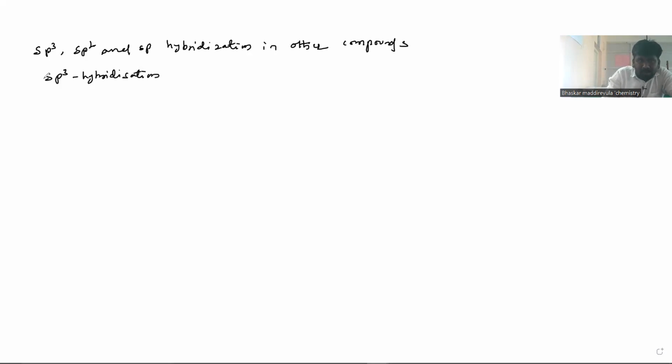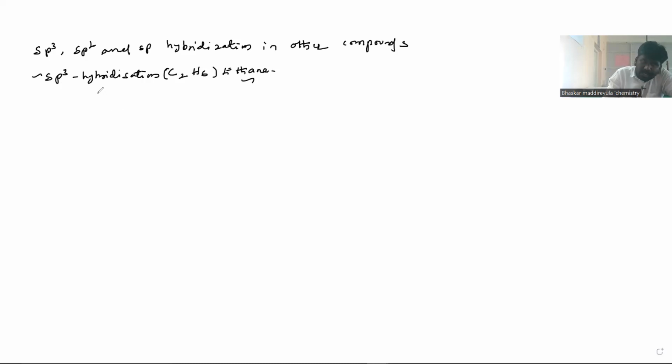So I'll explain this sp3 hybridization by taking the example of the molecule with formula C2H6. C2H6 is the molecular formula of the compound ethane. By taking this example, I'm going to explain the sp3 hybridization. In this molecule, there are two carbon atoms, and the two carbon atoms will act as central atoms.